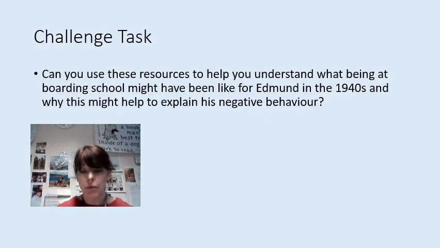Now, we're going to have a look at Roald Dahl to help us with this, and we're going to think about boys' boarding schools, okay? So it's highly likely that the school that Edmund would have gone to in the novel would have been a boys' public boarding school. Now, don't be confused by the word public. It actually refers to private, fee-paying, independent secondary schools, some of whom can be very exclusive and incredibly expensive.